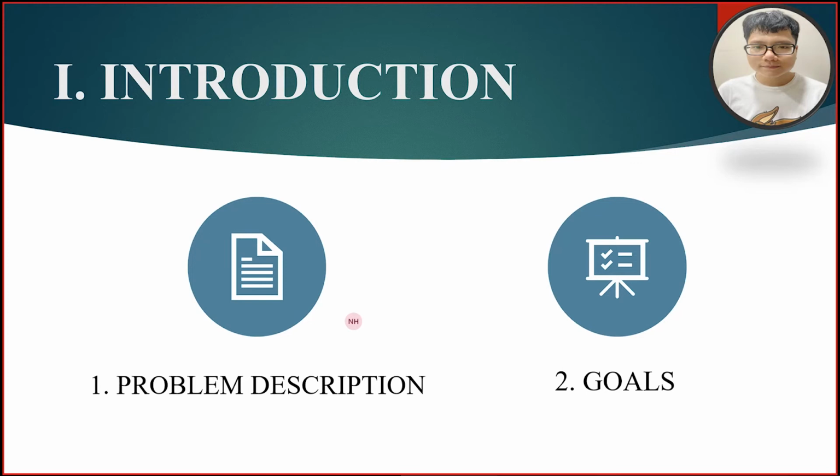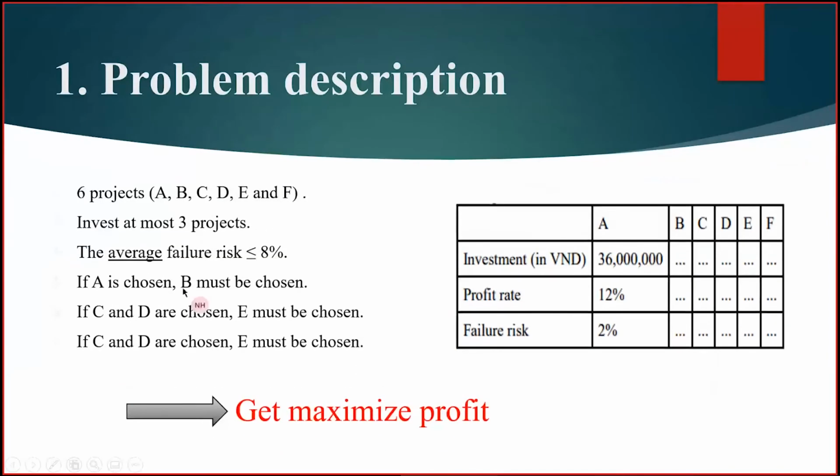You see, this is the problem description here. This project shows a problem where a company has a plan to invest in 6 projects as shown on the screen. Due to the fact that they invest in at most 3 projects, they must consider carefully 3 significant things. The first one is the investment, the second is the profit rate, and the last one is the failure risk, which is less than or equal to 8%.